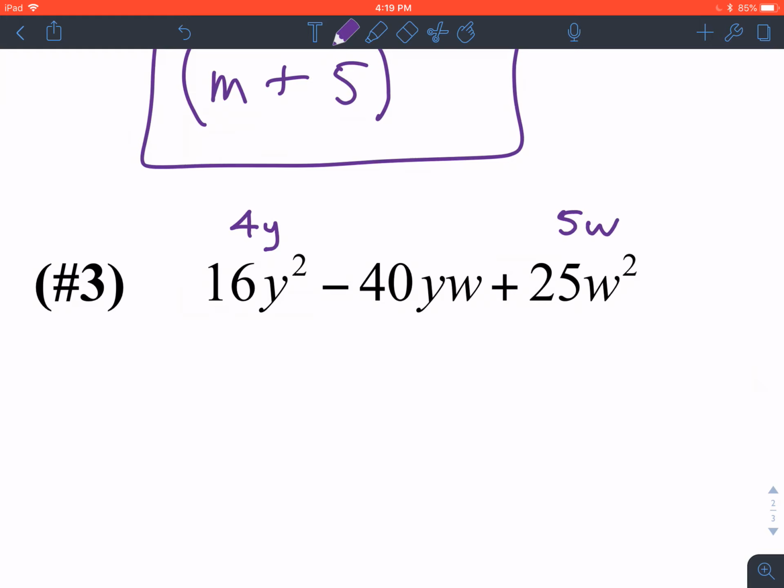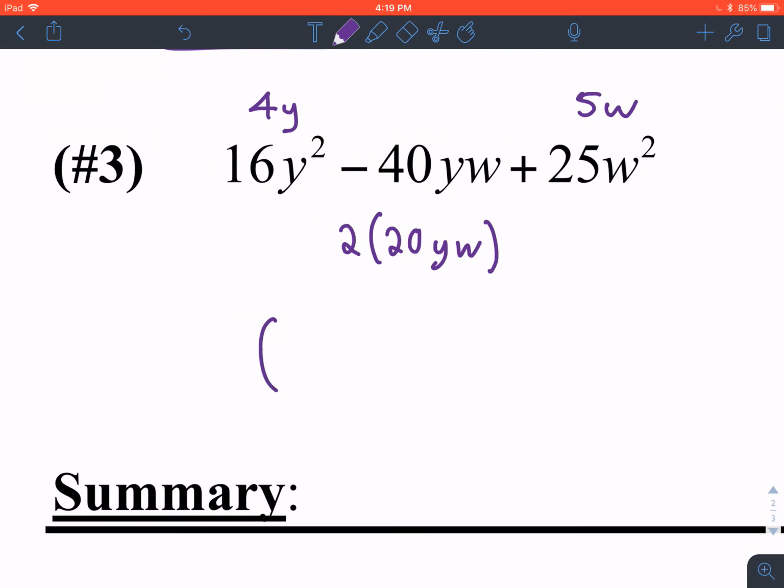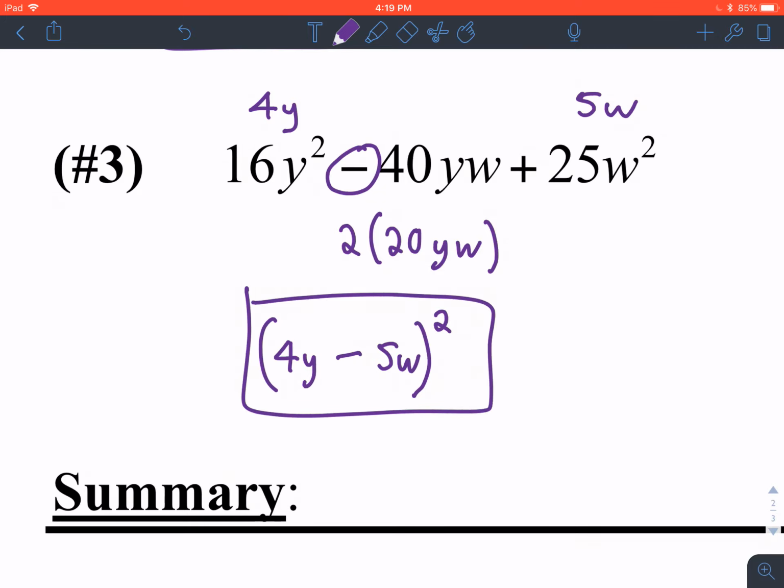It's 5w. And if this is a perfect square, then the middle term should be 2 times that. What's 4y times 5w going to be? Well, 4 times 5 is 20. We're going to put yw. What's double 20yw? Is that 40yw? Then this is a perfect square trinomial, which means we can just do one set of parentheses, put the first square root, the last square root. Is it going to be plus or minus in the middle? What do you guys think? Well, this right here is a negative, so we're going to put a minus, and it's all squared. And there's our answer.